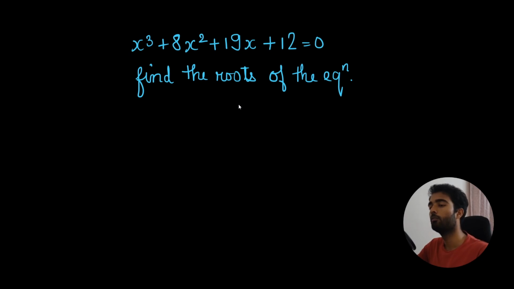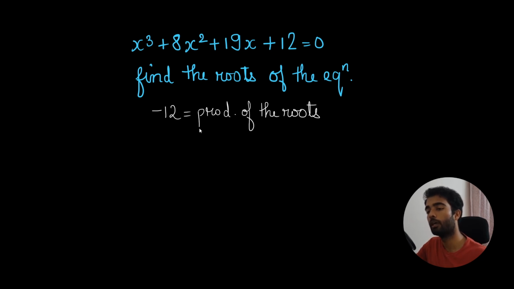According to this question, we need to find the roots of this cubic equation. We know that minus 12 is equal to the product of the roots. So we will hit and try, and substitute all the factors of minus 12 into this equation and try to get it equal to 0. And thus by factor theorem, we would have obtained one root.